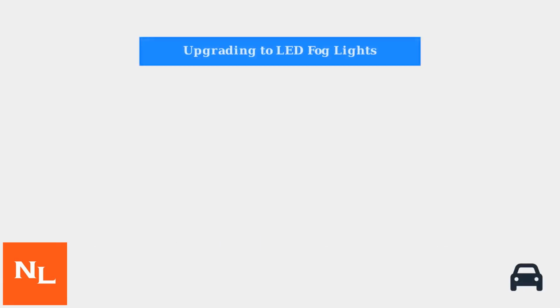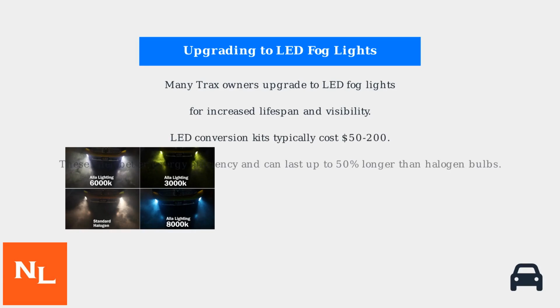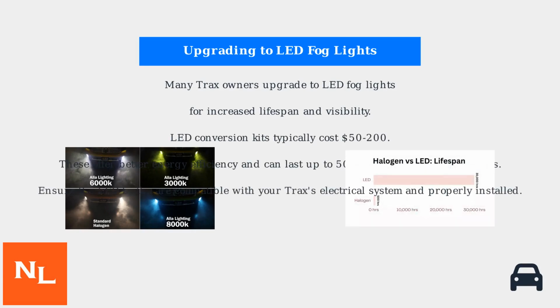Many TRAX owners upgrade to LED fog lights for increased lifespan and visibility. LED conversion kits typically cost $50 to $200. These offer better energy efficiency and can last up to 50% longer than halogen bulbs. Ensure the LED bulbs are compatible with your TRAX's electrical system and properly installed.